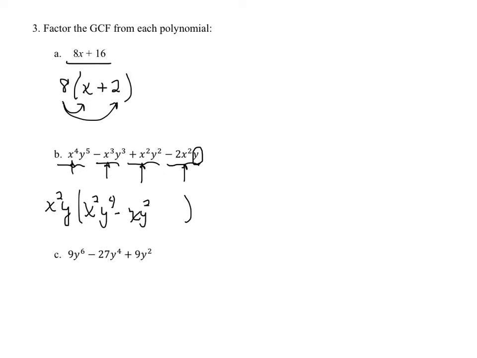Here I'm just left with a y, and the last one I'm left with a -2. And again, if I redistribute, I can see that what I did was correct. Now let's do another one.